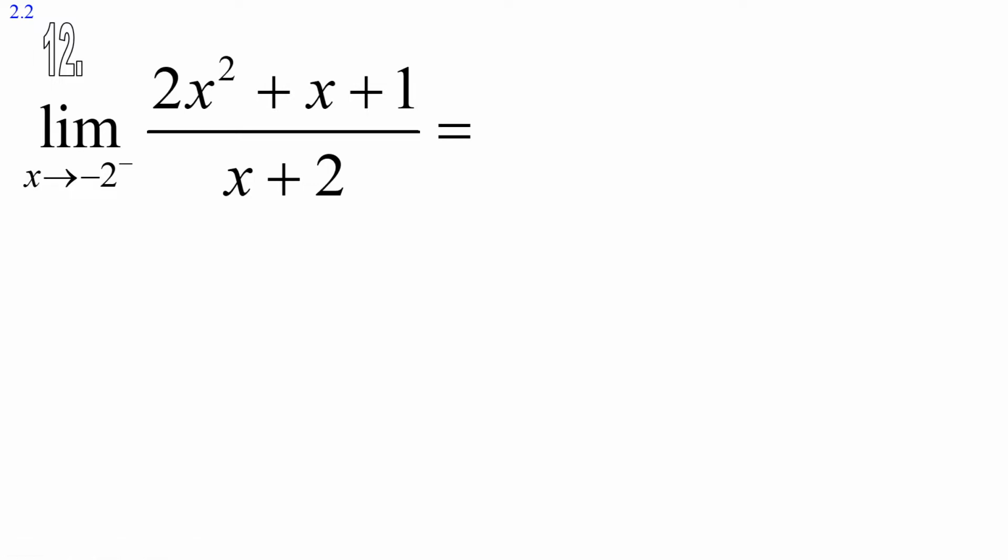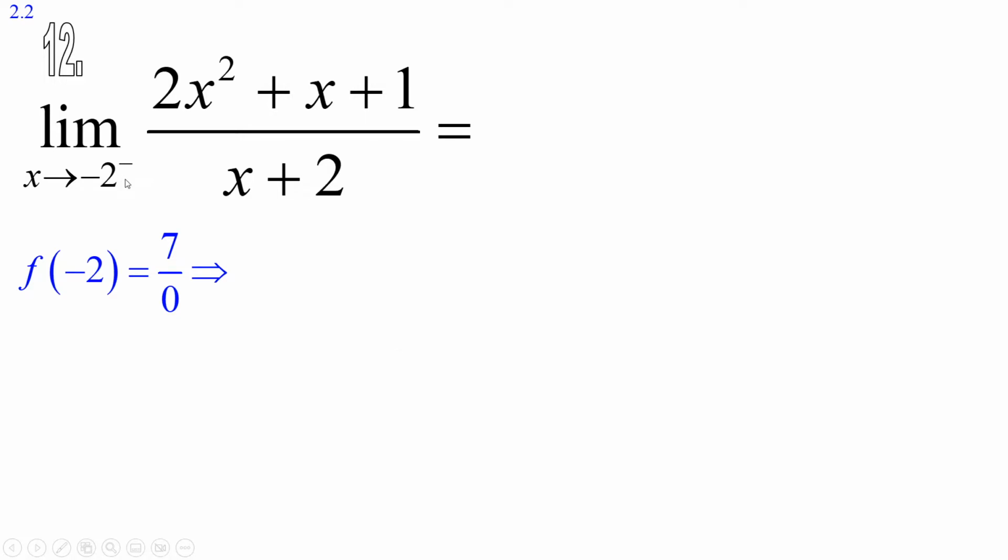Looks like a one-sided limit, so I think I can do this analytically with direct substitution. I'd love to be able to factor this and get a factor of x plus 2, but I don't have a factor of x plus 2. In fact, I don't even know if that's going to be factorable. So f of negative 2, direct substitution, that's going to be 4 times 2 is 8, minus 2 is 6, plus 1, that's a 7 over 0.